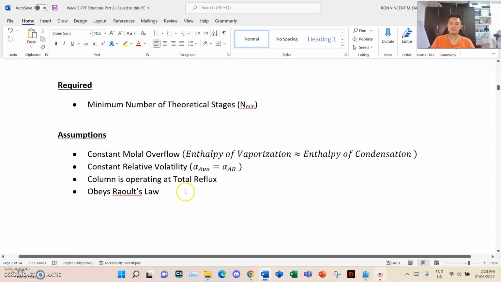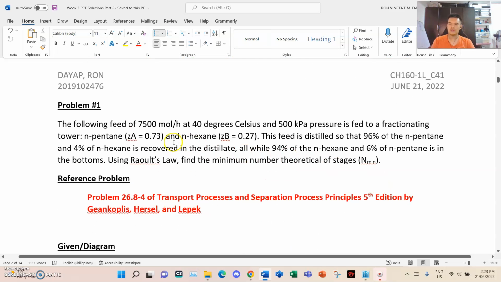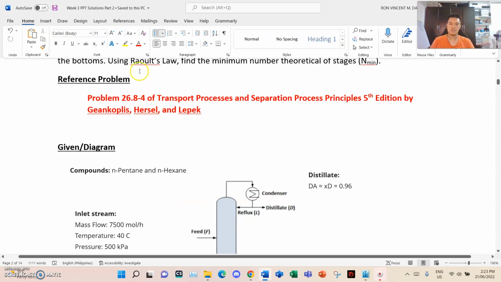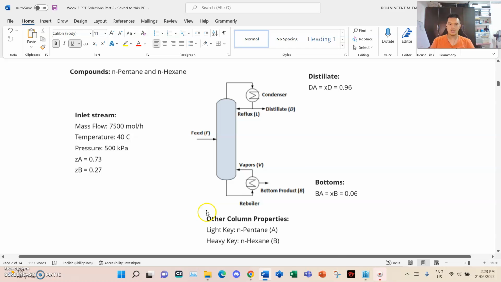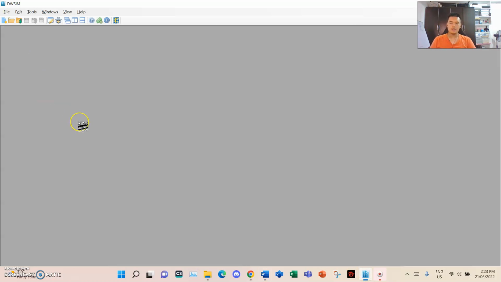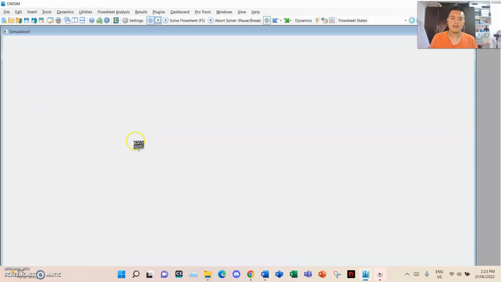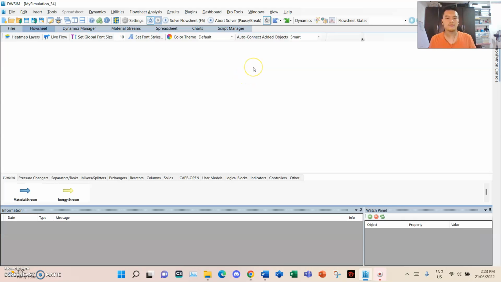So I'll specify the assumptions later. For the simulation procedure, all we need to know is these following values and its uses. Raoult's law. Okay. So to start, let us go to DWSim and create a new process model and specify the following parameters. So we'll wait for it to load.